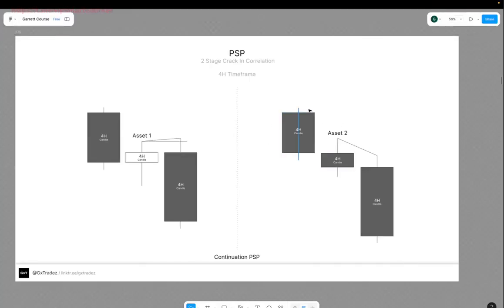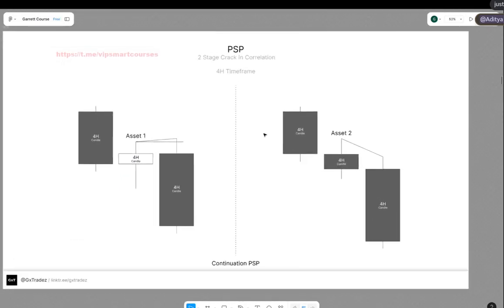So this would be a continuation PSP. It's essentially a continuation on your way to a drawn liquidity. You get a PSP, right? You're not anticipating a reversal. It's more so used for retracement. What would cap out that retracement? A correlation break between basically the PSP high.